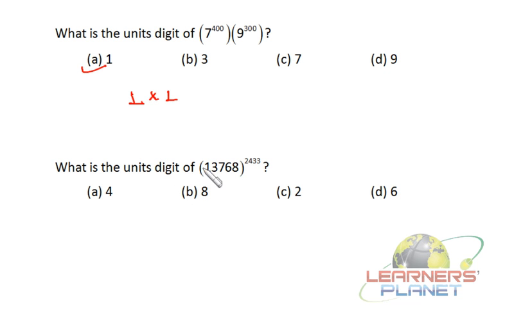What is the unit digit of 13768 raised to 2433? Now the unit digit in this case will be the same as 8 raised to 2433. Now 8 maintains the cyclicity of 4. So let's divide 33, that is the last two digits of the exponent, by 4 and get the remainder. If 33 is divided by 4, we'll be getting the remainder as 1. So the unit digit of 8 raised to 2433 will be equal to 8 raised to 1. Now 8 raised to 1 is what? 8.